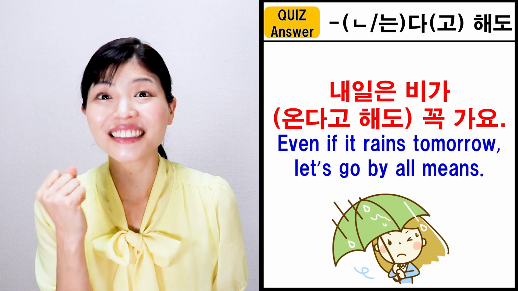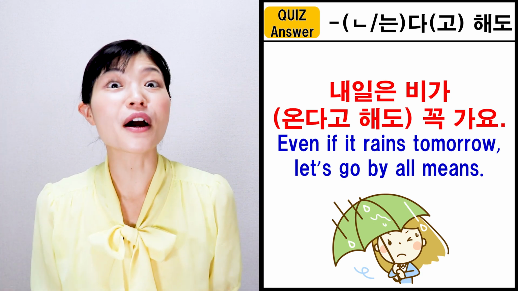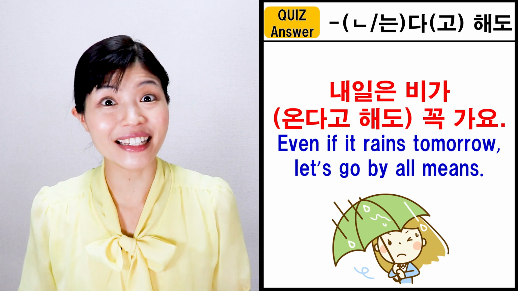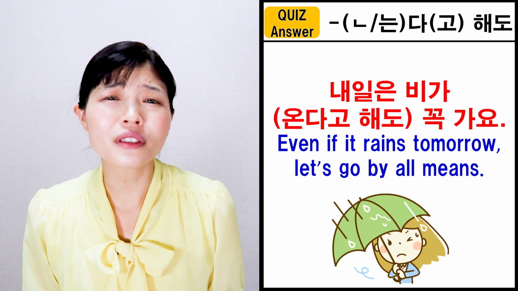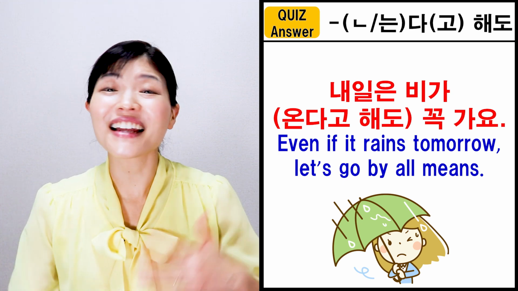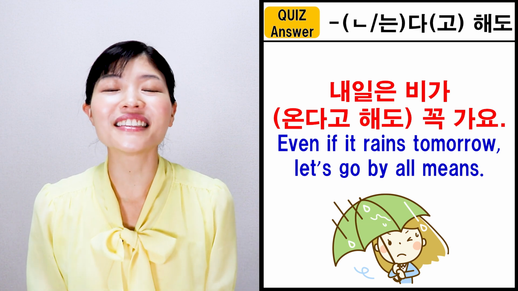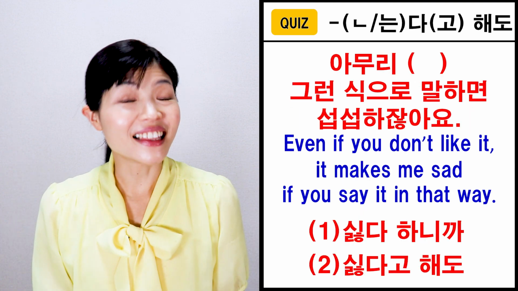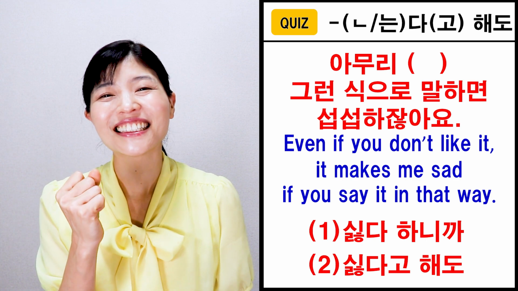Then let's read it together, thinking you are going by all means. 내일은 비가 온다고 해도 곧 가요. Please read it again and again until you can say it naturally. Then let's look at the next quiz.